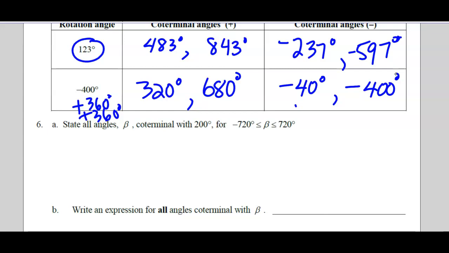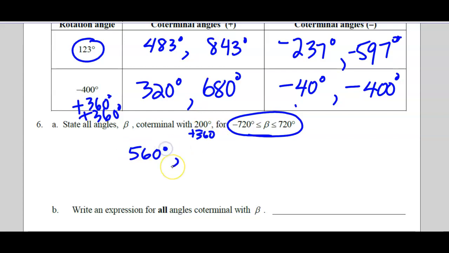Okay. As we go on in this unit, you're going to be asked to solve trig equations, and there's going to be multiple solutions, an infinite number of solutions, but they're all going to be rotations of each other, so coterminal. So you'll have something like this. Solve a trig equation where beta is between negative 720 and positive 720. So you have to make sure you list all of the values. So here, all angles beta coterminal with 200. We're not going to list 200 because it's asking for coterminal, but then add 360. Okay, so that would be 560.